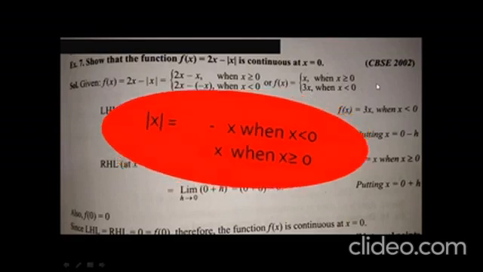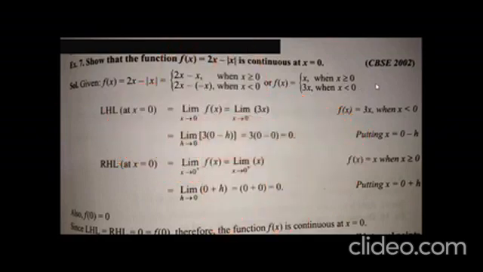Now we have to solve this question. Look at the left hand limit at the point x equal to 0. Apply the formula: limit x tends to 0 minus f(x). The f(x) value you have to write. 0 minus, you know very well, is slightly less than 0. It means the value of x should be less than 0.